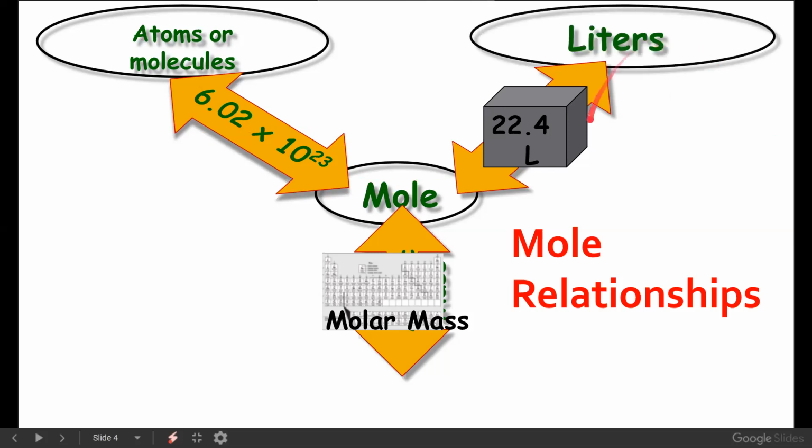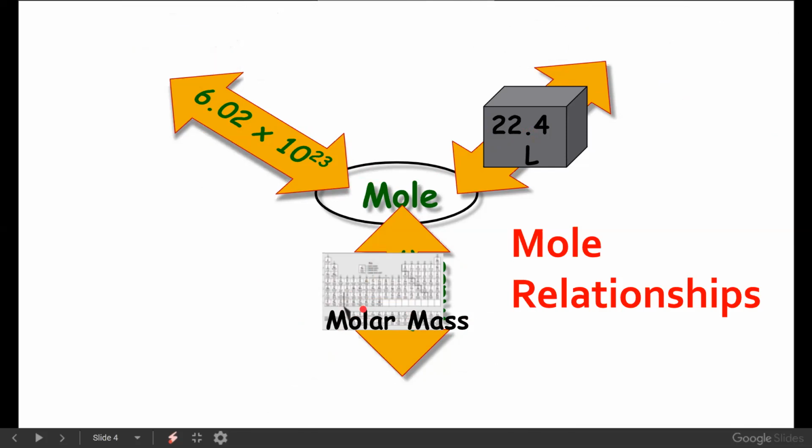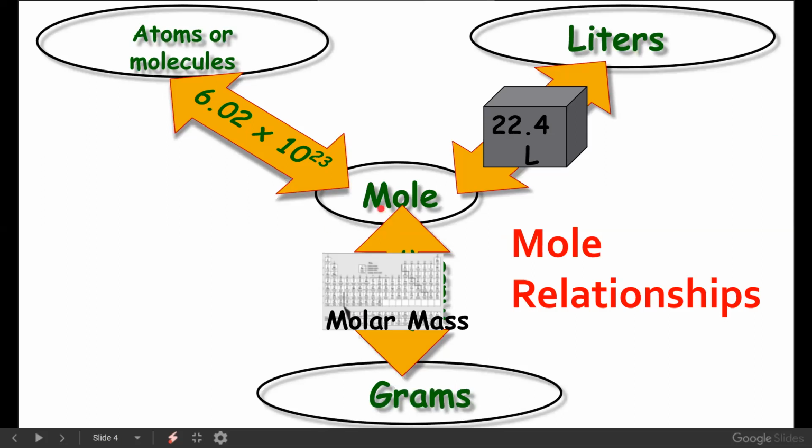This is also the same for liters or volume. So 22.4 liters is equal to 1 mole. And the bottom part shows grams, and how many grams are equal to 1 mole. This depends on the periodic table, on the molar mass. So last time we had lithium, which was 6.94. I had to double check, I don't have it memorized yet. Essentially, this is a way for you to quickly look at these conversions and have them on hand.